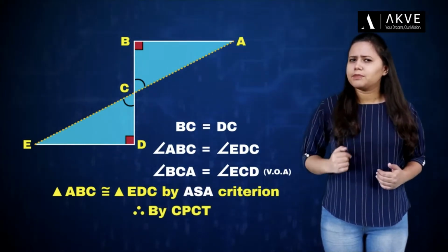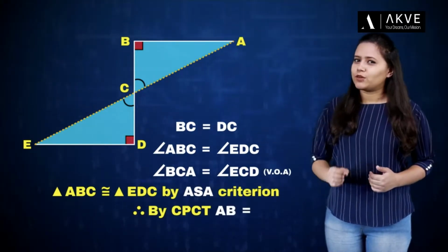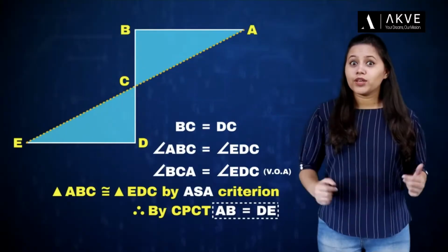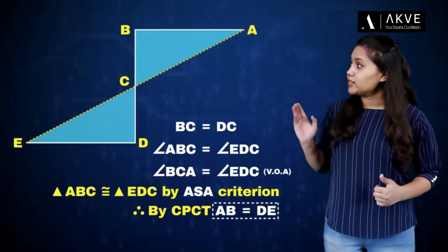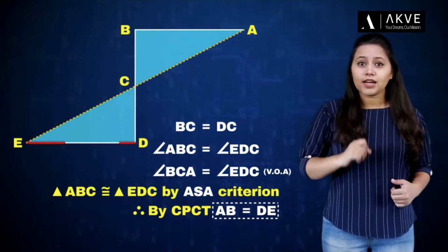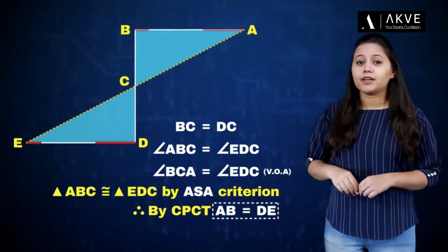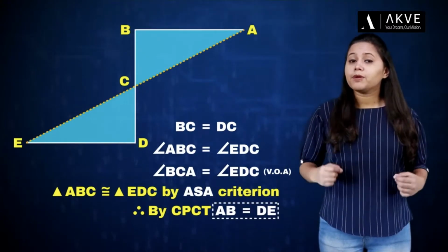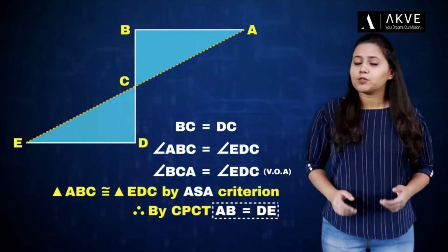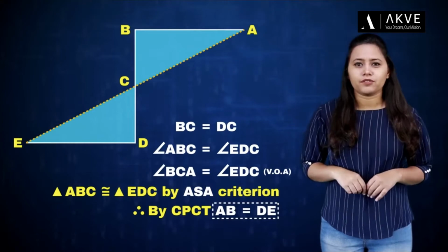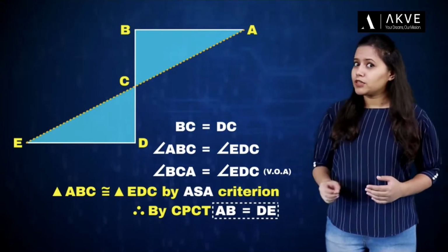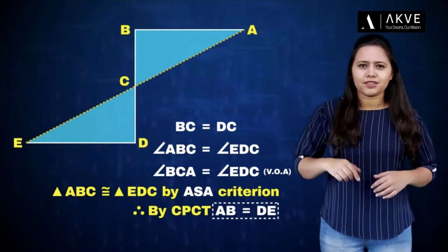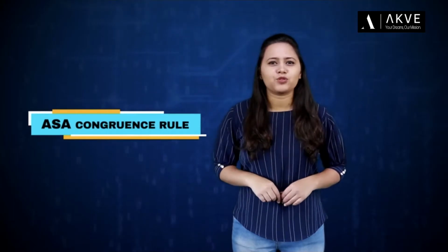Therefore, by CPCT, AB is equal to DE. So we can measure the distance between the points D and E, which is exactly the distance between the points A and B, or simply the distance of the boat from the shore. People used this method in older times when technology was not that effective. But remember, this method only works when the boat is steady. So you got to know how people actually applied the ASA Congruence Rule in a real life situation.